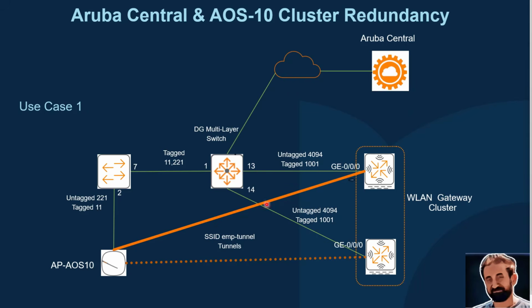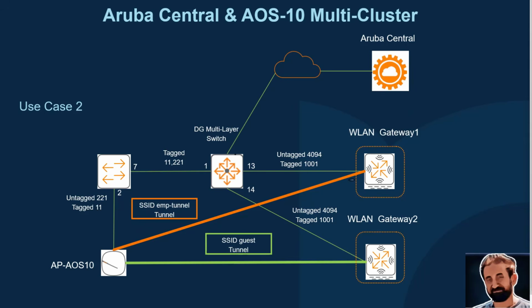Within that, there will be a tunnel established between the Aruba OS 10 access point and the mobility gateway, and another tunnel established with the other mobility gateway. This is what happens when you advertise a WLAN that is tunneling: there will be these 2 tunnels, and we're going to verify this. So this is redundancy within the cluster itself, and that means you have a redundant gateway. Should one gateway go down, the other one will take over.